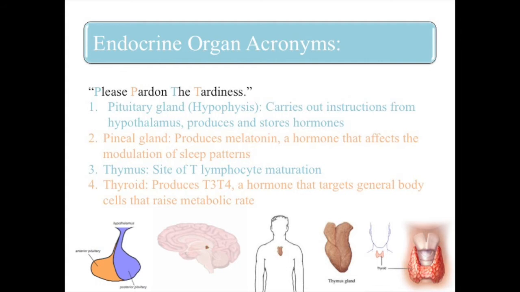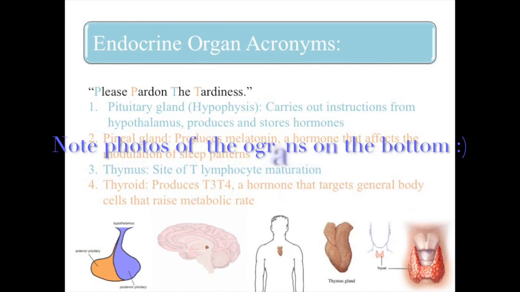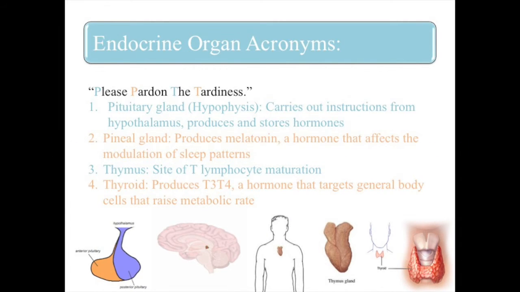To end this overview of the endocrine system, I would like to go over an endocrine organ acronym. Because there are 8 different endocrine organs, I've divided it up into 2 separate acronyms. The first acronym being Please Pardon the Tardiness. The second part of the acronym being AND generally plans punctuality. And so we'll look at those in Part 1 and Part 2. Part 1, Please Pardon the Tardiness, stands for pituitary gland, pineal gland, thymus, and thyroid.